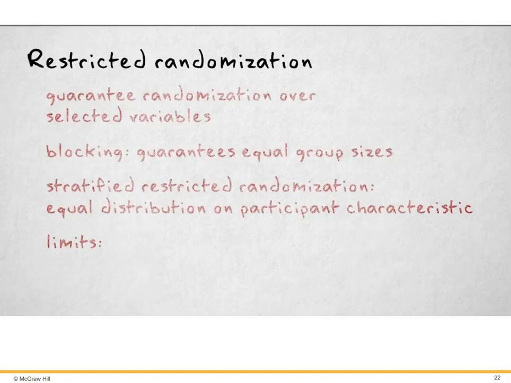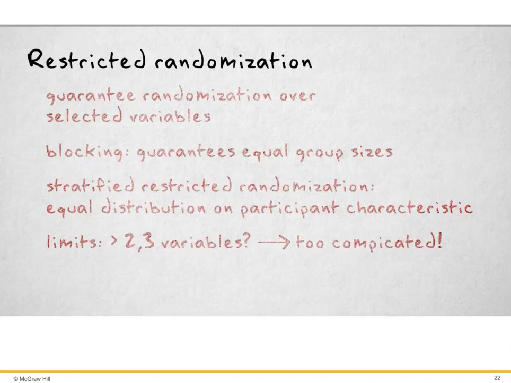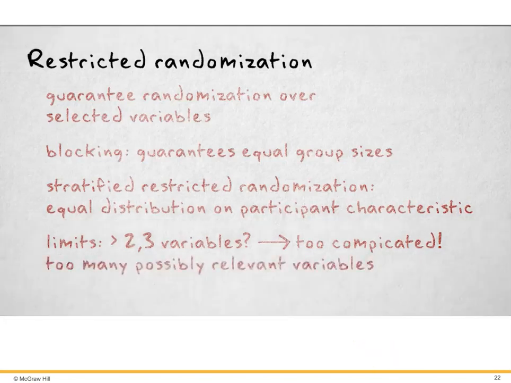You can apply it to several characteristics combined, sex and age, for example, but with more than 2 or 3 variables to stratify on, things become complicated. Moreover, there's an endless number of subject characteristics. It's impossible to control them all.